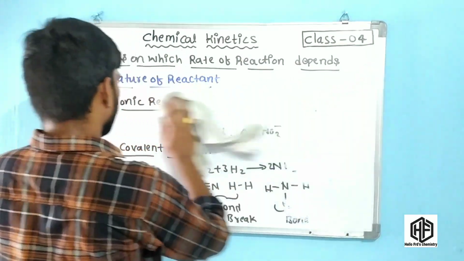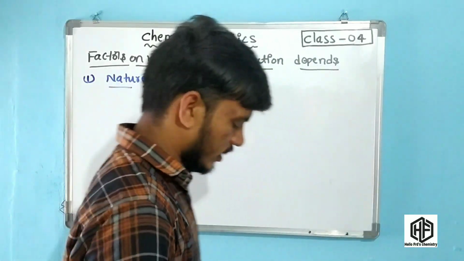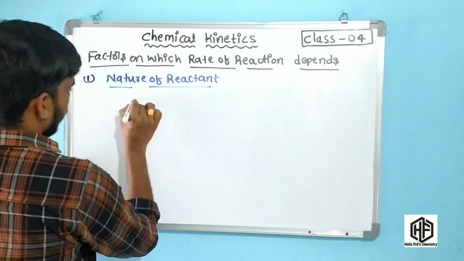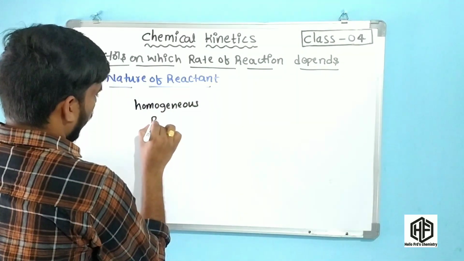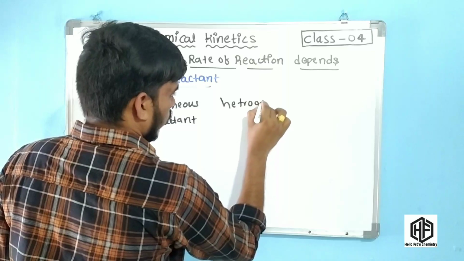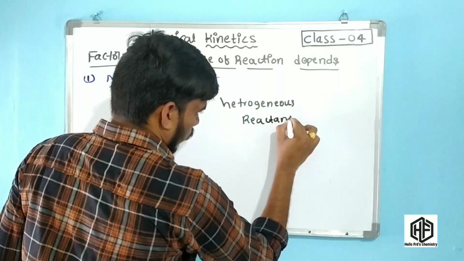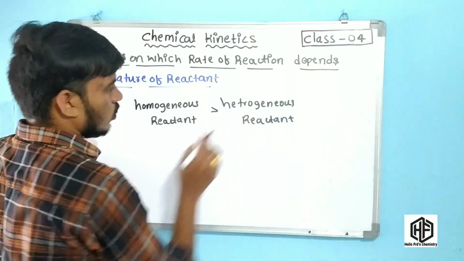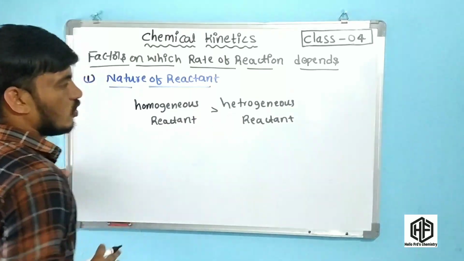The nature of reactants can also be homogeneous reactants or heterogeneous reactants. Friends, the rate of reaction of homogeneous reactants is very high compared to the heterogeneous reactants.